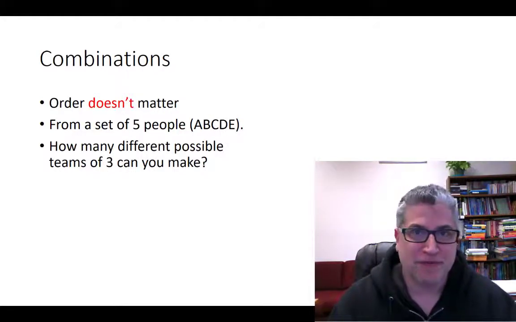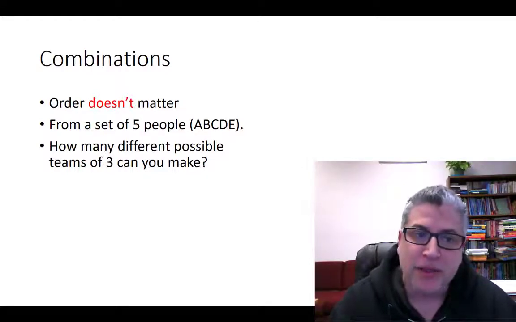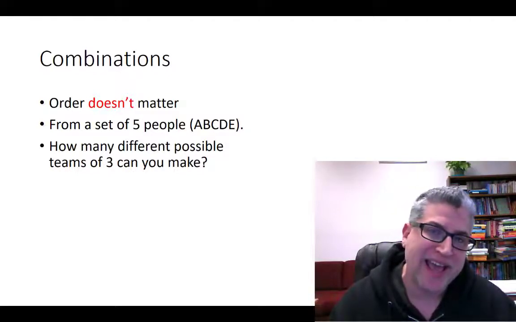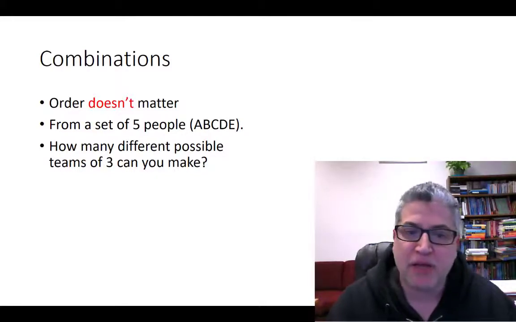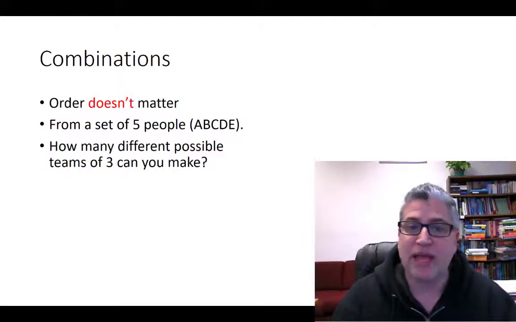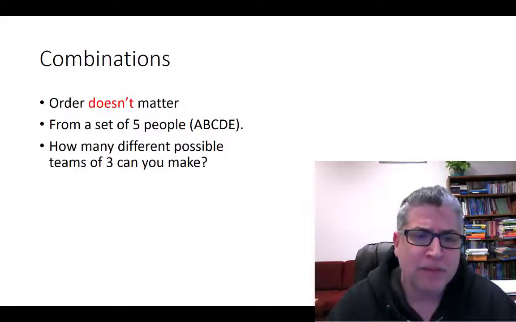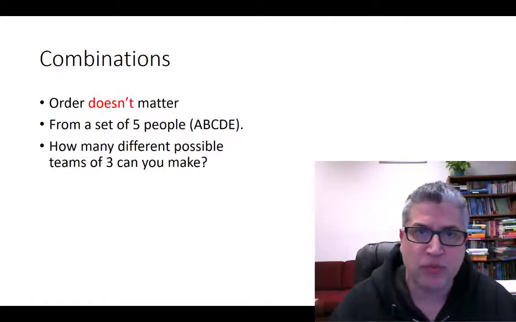Okay, let's get to our final counting rule. This one's called combinations. In this case, we don't care about order so much. So we're going to treat A, B, C in exactly the same way as C, B, A. So here's an example. Let's say you're at a playground and you have 5 people, A, B, C, D, and E. And you're wondering, how many teams of 3 could I make? Not to play against each other. I just mean if 3 people are going to play together, how many different groups of 3 can there be?